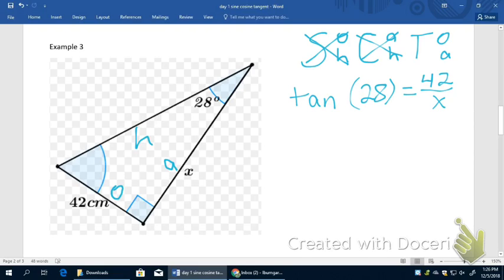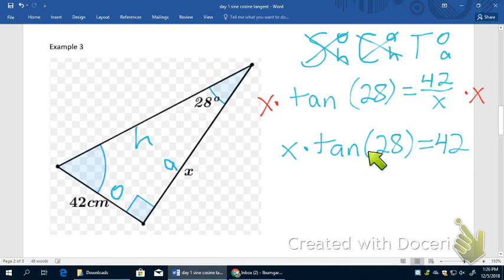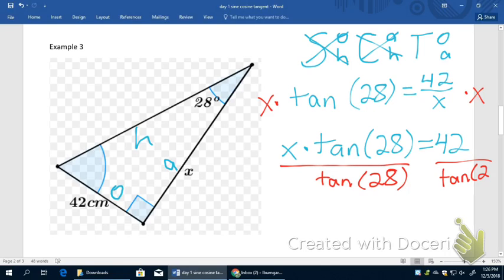Now I'm ready to solve for my variable. The way I taught y'all to handle this is go ahead and multiply by x on both sides, so that way you're not dividing by x. So it's going to be x times the tangent of 28 equals 42. Now your last step is going to be to divide by the tangent of 28 on both sides. So x equals 42 divided by the tangent of 28, which you can type into your calculator now.